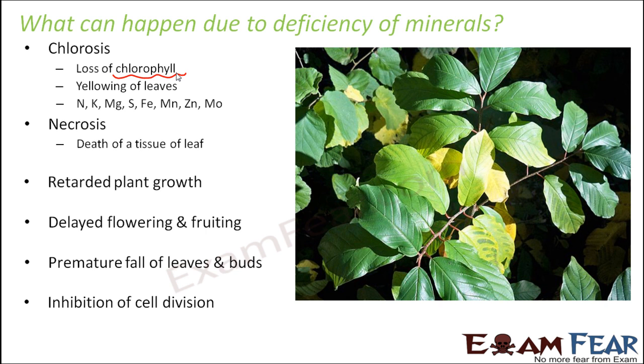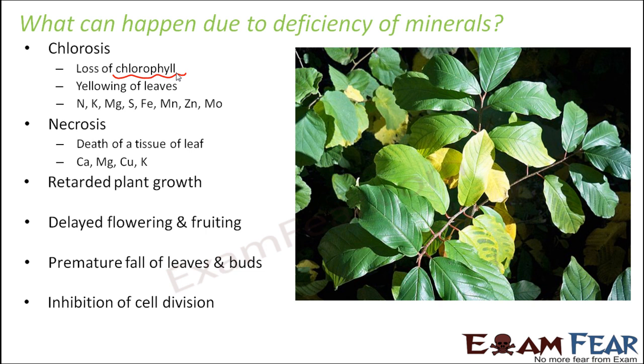What is necrosis? It is death of a tissue of the leaf. So if one tissue is dead, that needs to be replaced by some other tissue. Examples of minerals whose deficiency causes necrosis are calcium, magnesium, copper and potassium.